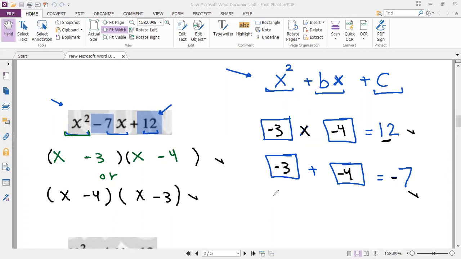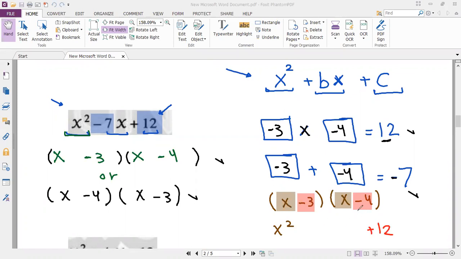And if you want to check your factorizing, you can try to multiply here. x minus 3 multiplied by x minus 4. Multiply the first by the first. x times x is x squared. So write x squared here. And multiply negative 3 by negative 4. Negative multiplied by negative is positive, and 3 times 4 is 12.